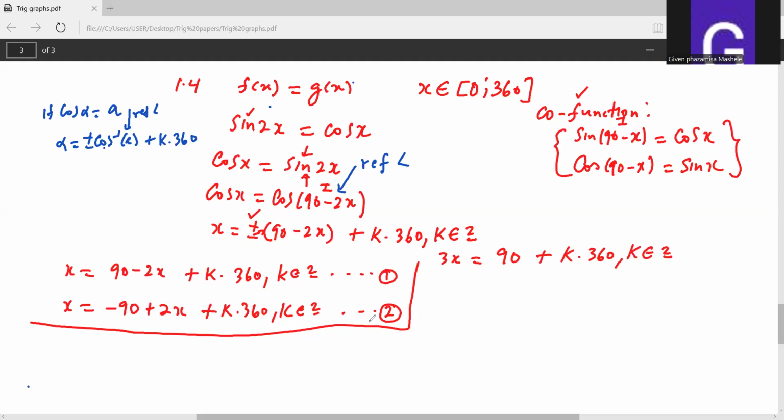Then the second one, what is the second one? Second one, we transpose the 2x to the right-hand side. This will be x minus 2x. This will give us minus x equals to minus 90, if I'm not mistaken, plus k times 360 when k is an element of integers. So let us now divide everything by 3.